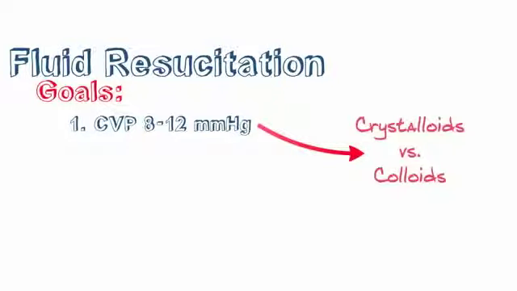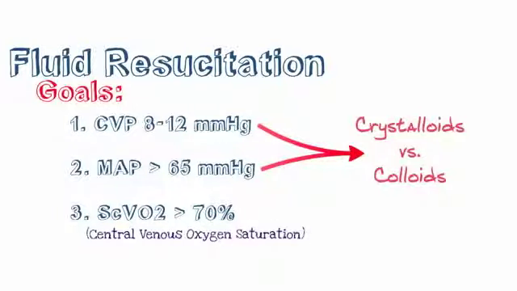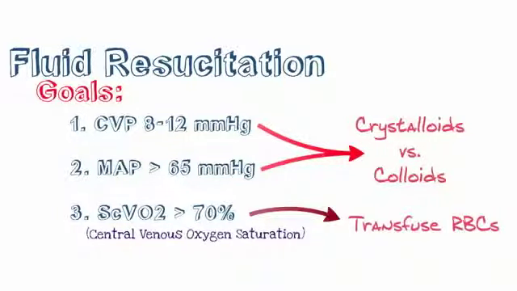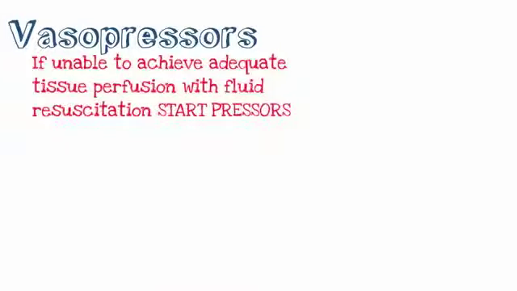In terms of fluid resuscitation, your real goals within the first 6 hours are 1, a CVP from 8 to 12. We usually use crystalloids, but some patients who do not have a lot of albumin on board can use colloids, but use normal saline or lactated ringers. 2, your MAP greater than 65, and finally your SCVO2 greater than 70%. That's your central venous oxygen saturation. These 3 factors have been shown to improve survival.